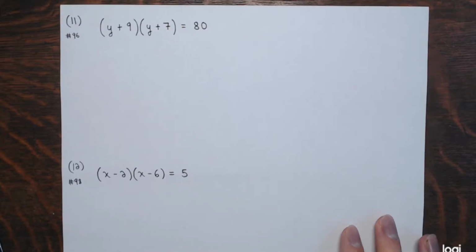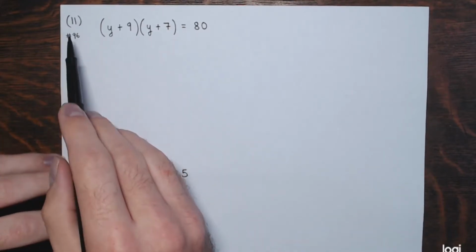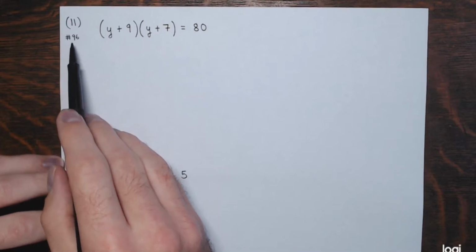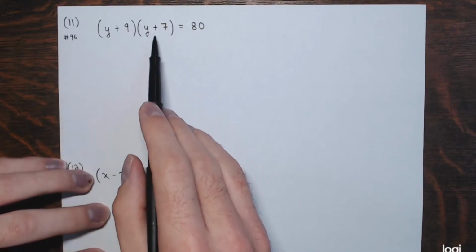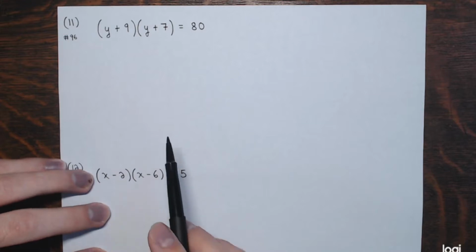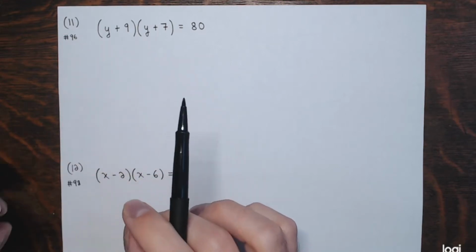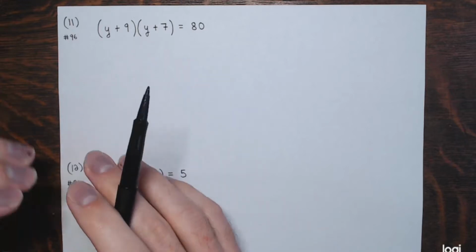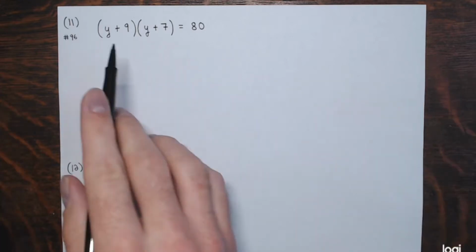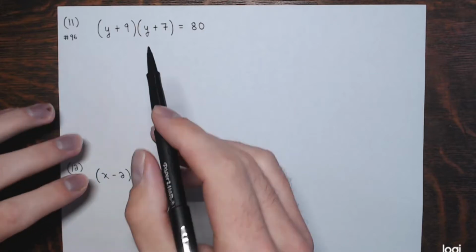And these are probably the trickiest of all of them. So example 11, number 96 from the text. We've got (y + 9)(y + 7) = 80. We're going to have to multiply these out, right? I want a quadratic term and a linear term on one side and just some number on the other. That is clearly not happening here, so I need to multiply these out.